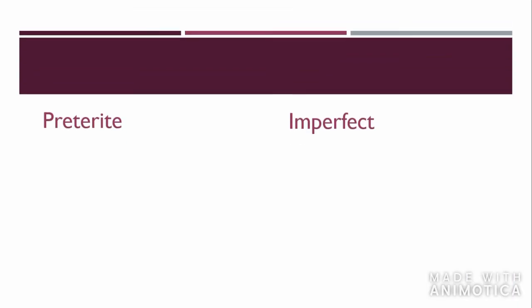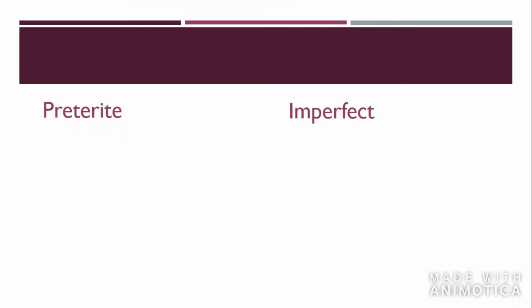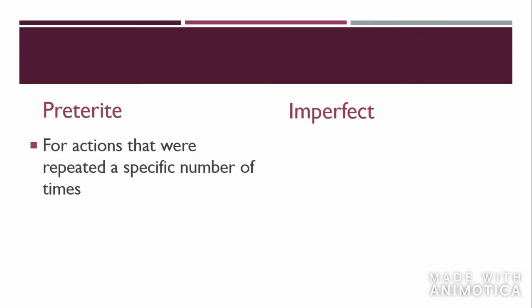Let's start. First of all, the preterite tense is used for actions that were repeated a specific number of times. Por ejemplo, él viajó 3 veces. He traveled 3 times. The action here is that he traveled. The specific number of times mentioned is 3.